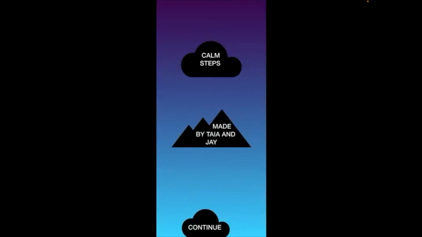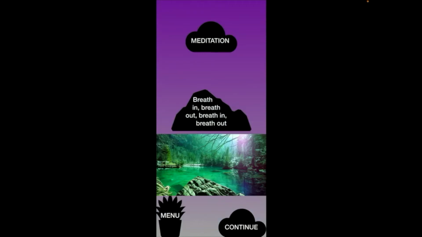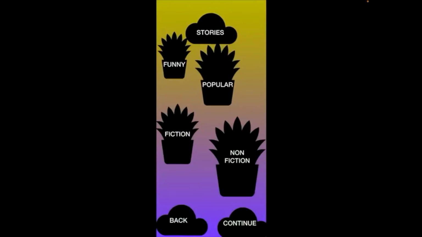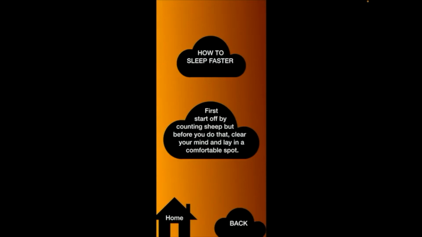Hi, my name is Jaden and my app is called Calm Steps. So if you go into the homepage, you'll see a cloud with the title Calm Steps, and it is made by me and my friend Matea. Okay, so then you press continue and you'll see the menu and you'll see stories, meditation, home, and continue. So you press continue, see meditation, breathe in and out, and then there will be a music video with calming music. Press continue again. There are many different genres of stories, and then here are the settings: color, lighting, sounds, custom. Continue. This is the very last page. It's how to sleep faster, and thank you.